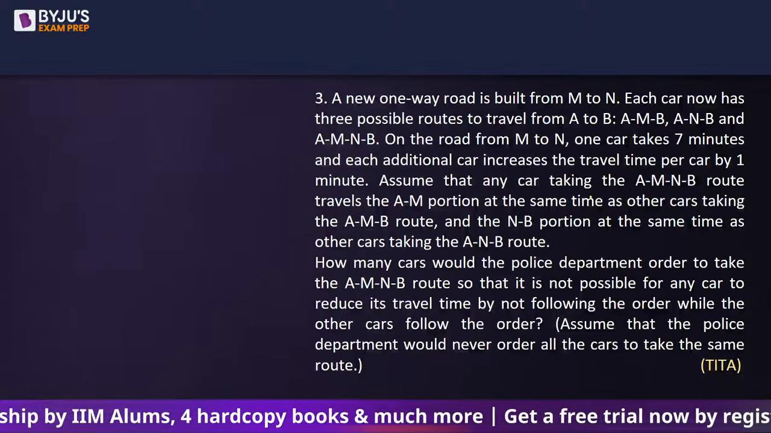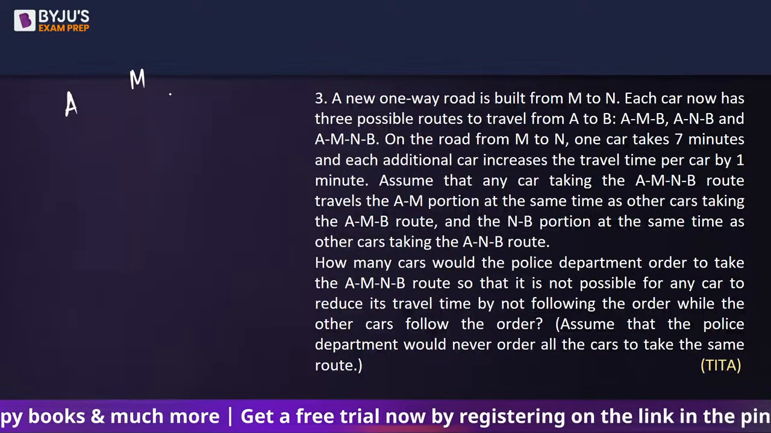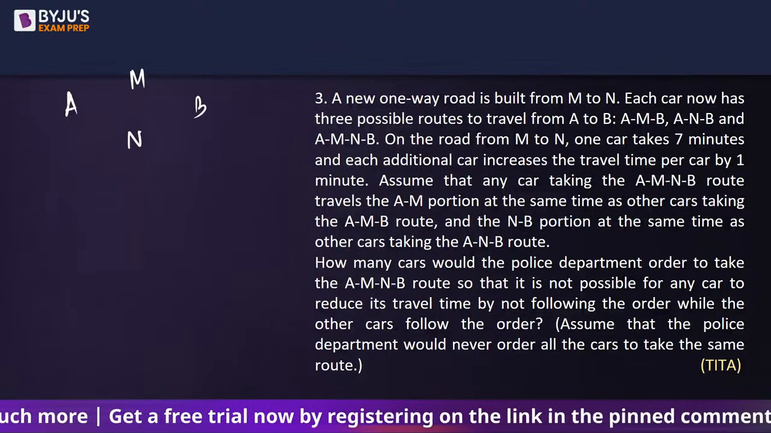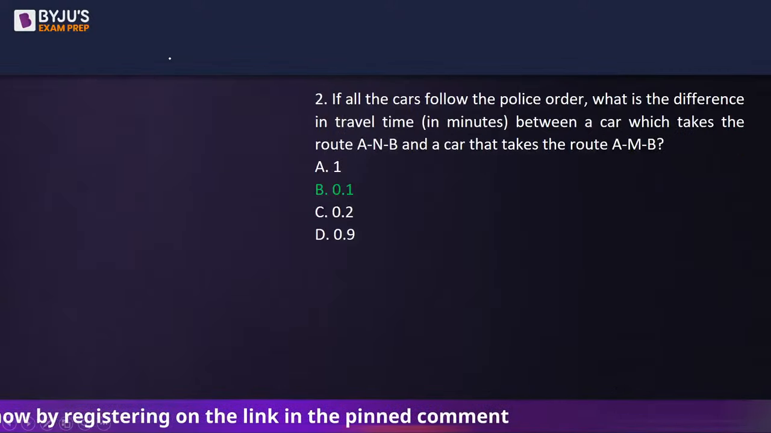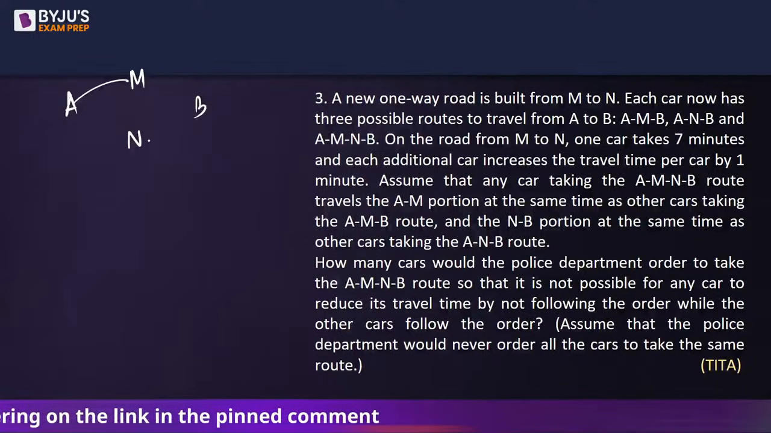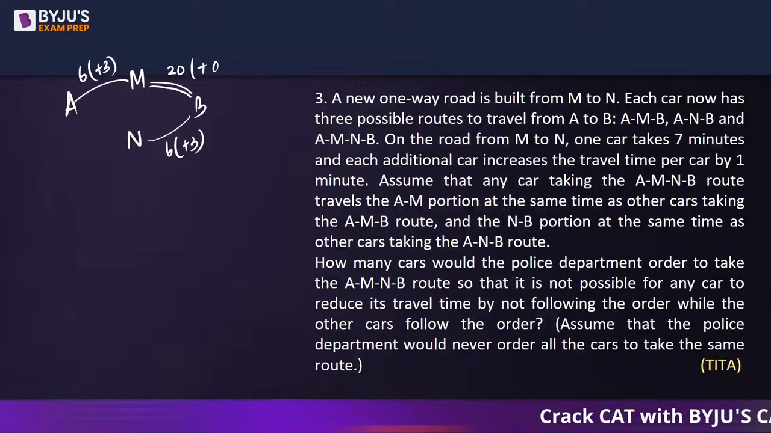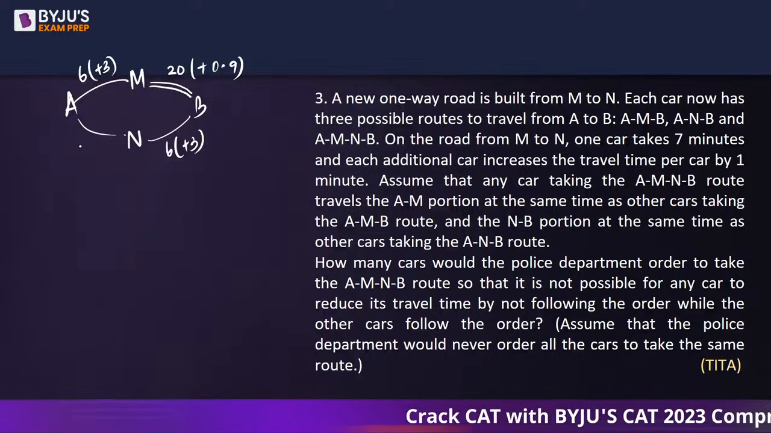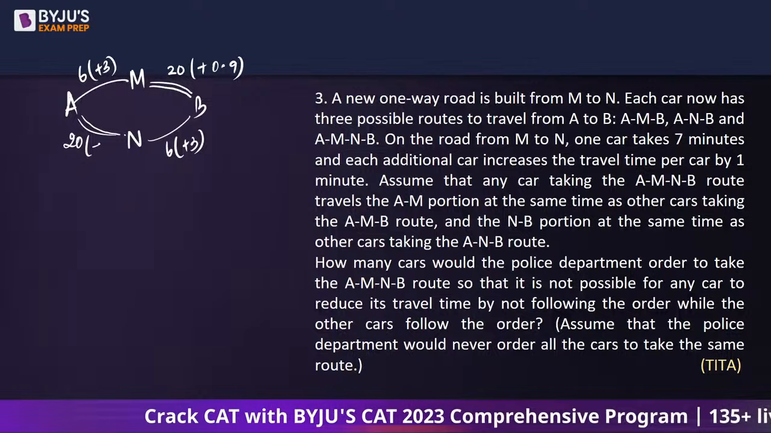Next question. A new one-way road is built from M to N. Okay, so we have got A and B and we have got A and B. जिधर में AM and NB, these are 6N plus 3 each, and MB being a wider one but a longer route, it's going to be 20N plus 0.9, while AN is going to be again a wider road but longer distance, so 20N plus 1.